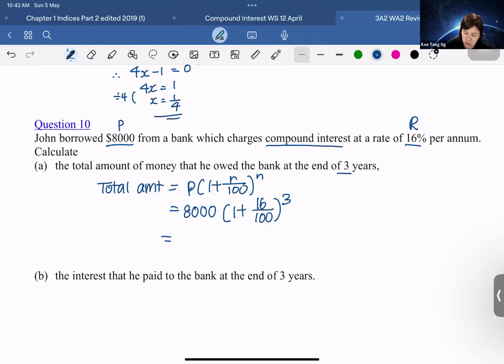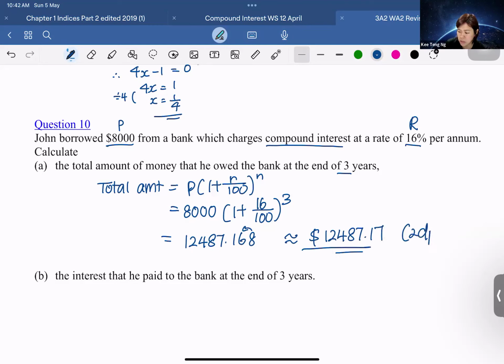And we get the number 12487.168. But since it's money, so it'll be 2 DP. So I round it off to 12487.17, 2 decimal places. Have you gotten the answer? Now, this is the total amount of money.